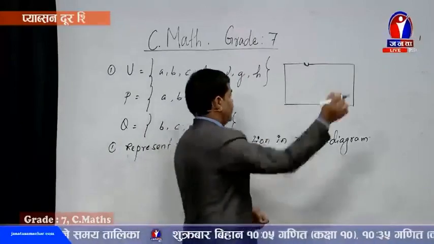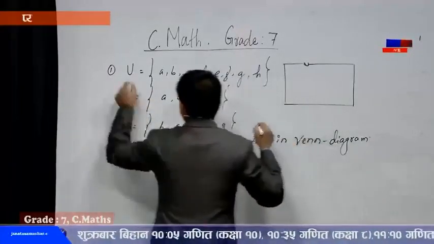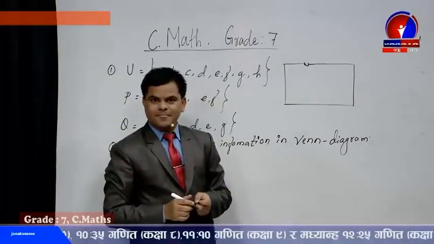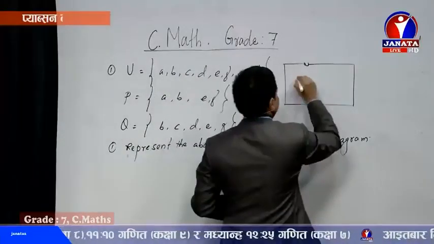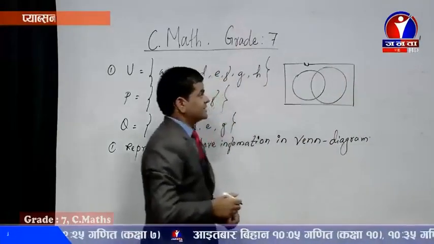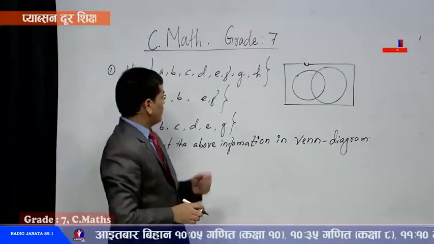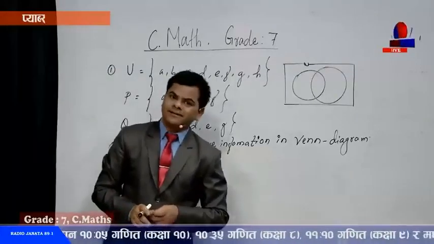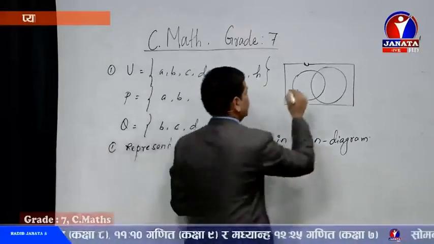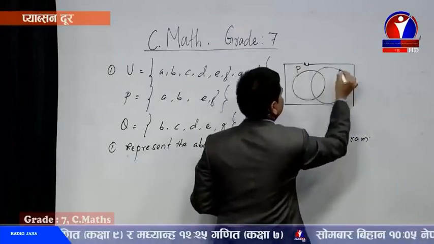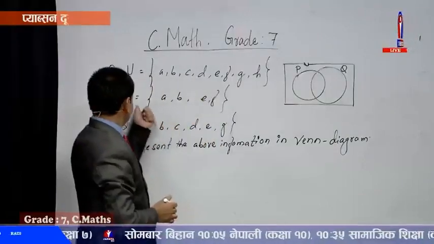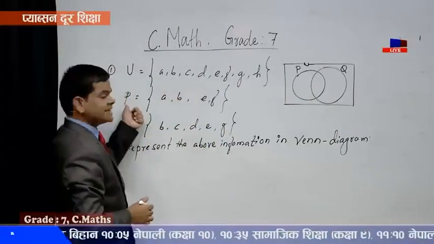Now, as there are two subsets of the universal set, how many circles should you prepare? Of course, two. So let's prepare the circles, one and another. Because we are making intersected circles, there are some common elements between the two subsets of the universal set. So in the first circle, let's write P, and in the second circle, let's write Q, because two subsets of the universal set are given as P and Q.